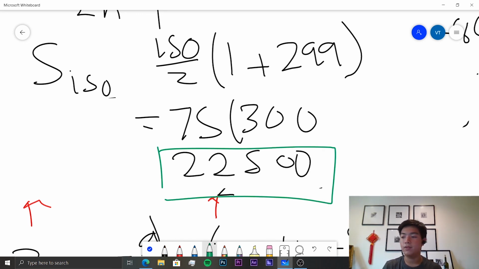So I hope you've learned a lot from that speedrun. That's a speedrun of exercise 1B of chapter 1.2, which covers arithmetic sequences.